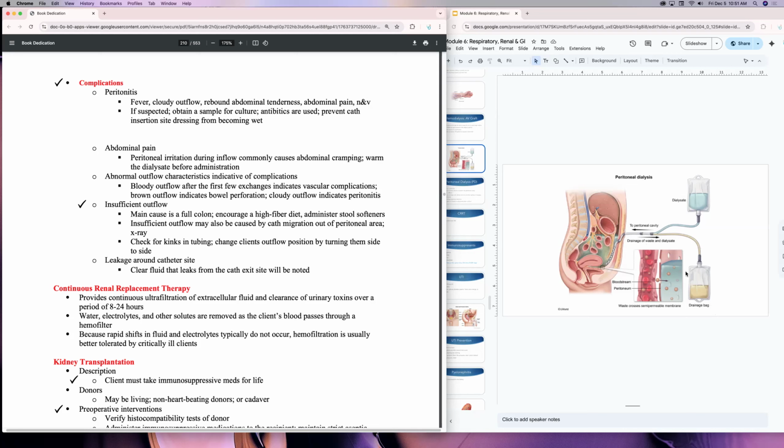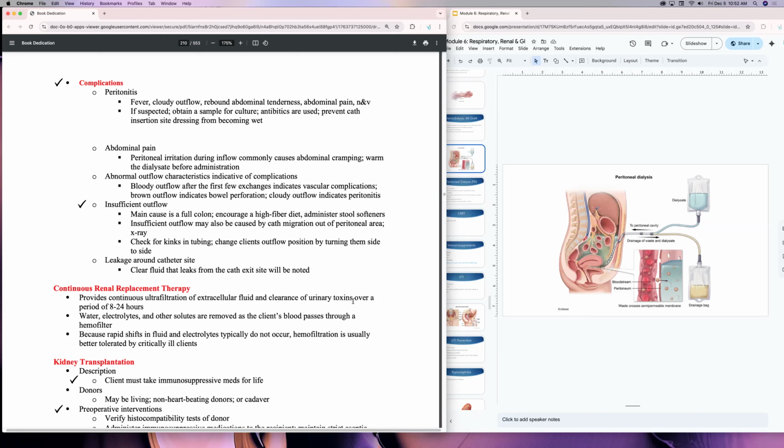Some other issues: if the outflow is cloudy, that indicates peritonitis. If the outflow is red, that could indicate bleeding or vascular complications. Contact the healthcare provider. If the outflow is brown, that could indicate bowel perforation, like the catheter accidentally punctured the intestine. And that's poop in there, so that's not good. That means poop is freely traveling around the abdominal cavity, and that's definitely going to cause peritonitis and sepsis and death. So we would definitely want to alert the healthcare provider.